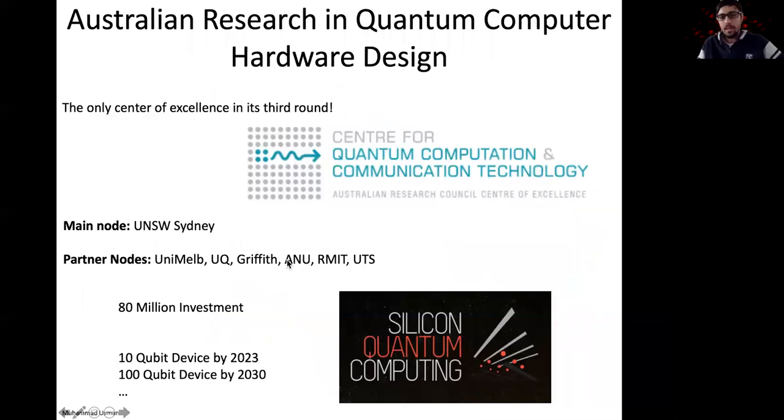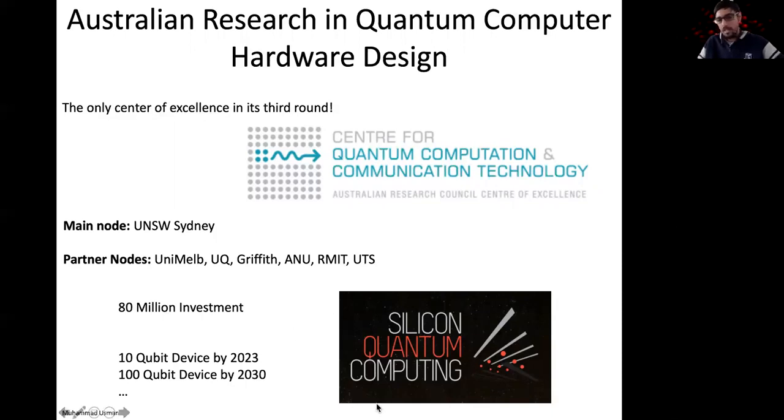So Australia is working on silicon qubits. A huge amount of research is happening in the Centre for Quantum Computation and Communication Technology. I have been part of this centre for the last 6 years. The main node is at UNSW, Sydney, where all the experimental research is happening. Partner nodes include the University of Melbourne, where I'm part of Professor Lloyd Hollenberg's team. We are doing a lot of theoretical work. There are other nodes at UQ, Griffith, ANU, RMIT, and UTS. So a lot of research is happening in developing a silicon-based quantum computer.